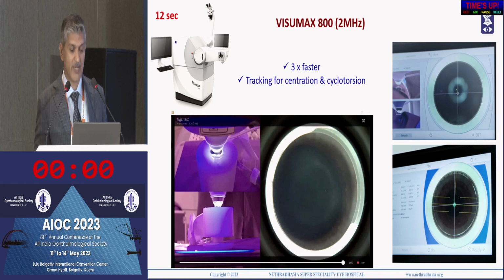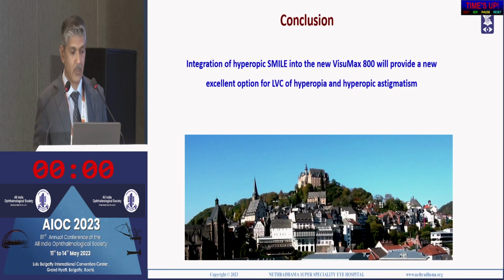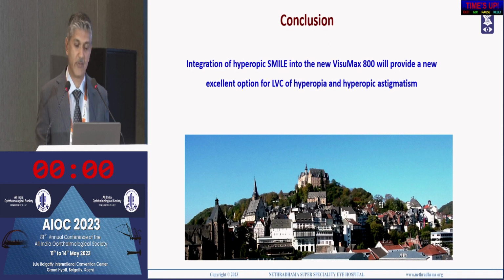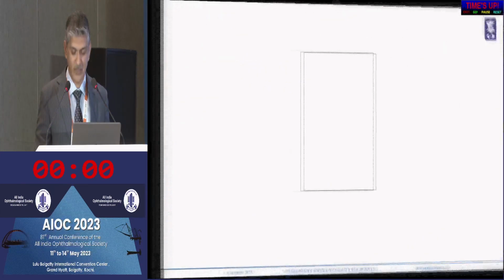With the Visumax 800, it is 3 times faster, and you also have tracking for centration and cyclotorsion. So the results will be better, and they're going to make the hyperopic SMILE available only on the Visumax 800, and it should be available commercially in the next 3-4 months. So to conclude, integration of hyperopic SMILE into the new Visumax 800 will provide an excellent option for laser vision correction of hyperopia and hyperopic astigmatism, and this we should see in the next 3 to 6 months. Thank you very much for your attention.